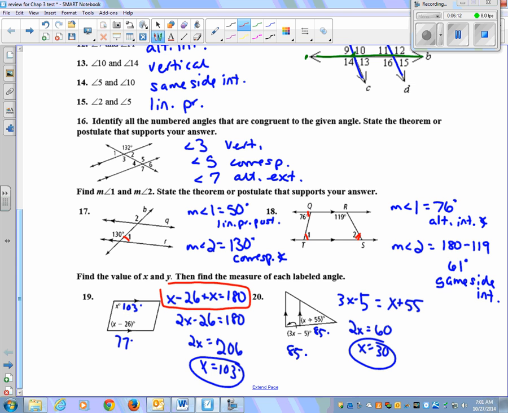Number 19, this is the equation you should write. Since these two lines are parallel, these look like same side interior angles, so they add up to 180. And then you solve there. And then number 20, since these two lines are parallel, these two angles are corresponding angles. So they are set equal to each other. There's the solution there.